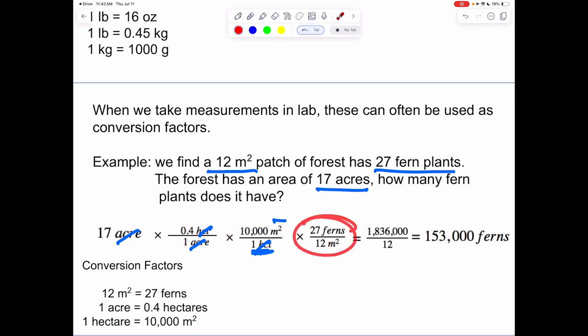And now we're going to include our new equivalence here, which is 27 ferns per 12 meters squared. With all of that, now our meters squared are going to cancel out. We are left with ferns, which is what we're trying to find. So we multiply the top to get this number. Then we multiply the bottom to get that number. And then we divide those to get our final number of ferns.